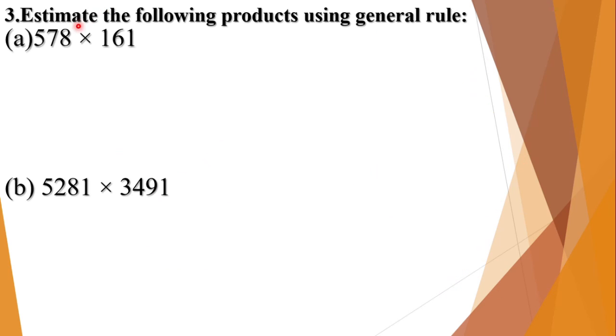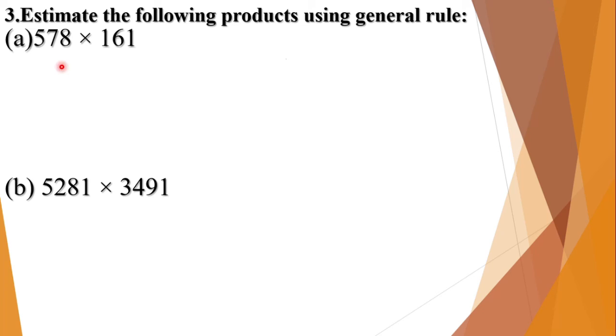Now the third main question is: estimate the following products using the general rule. Now here also we should do the same thing. First we should estimate the numbers and then we should multiply. So you can see here products is there. So products means multiply. Now here you can see that there is a multiplication sign. So hence first we should estimate the numbers and then we should multiply the numbers. So the operation is multiply here.